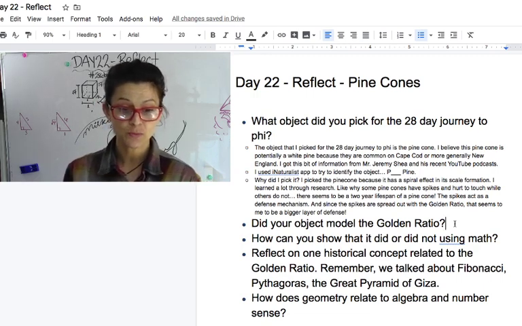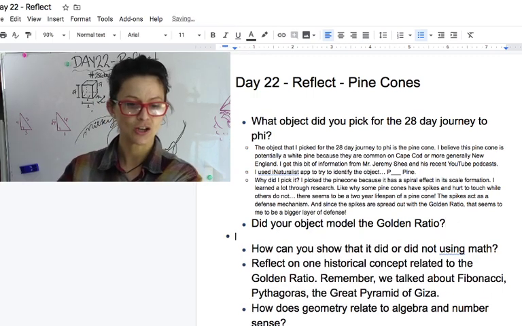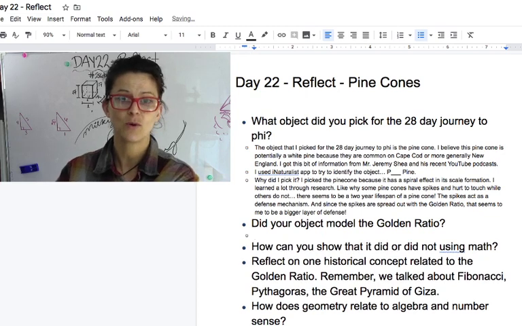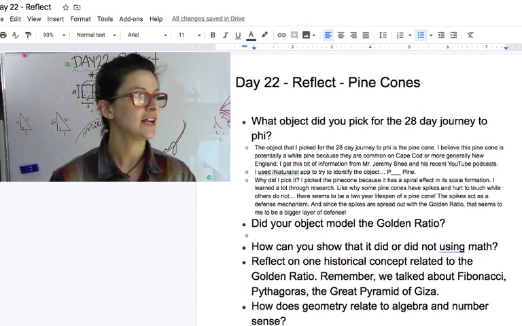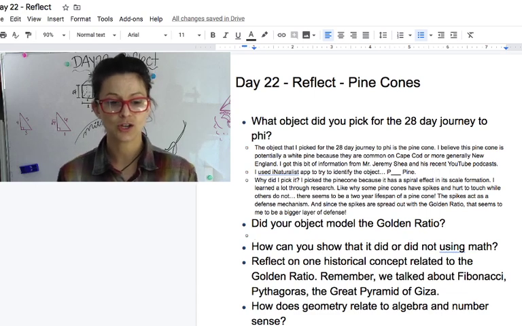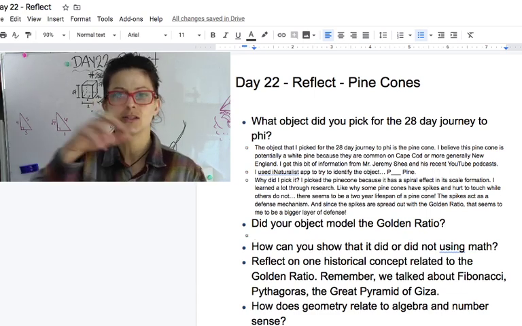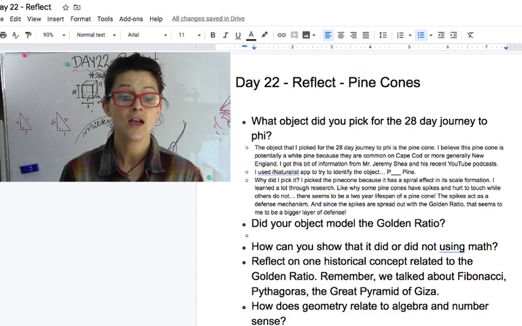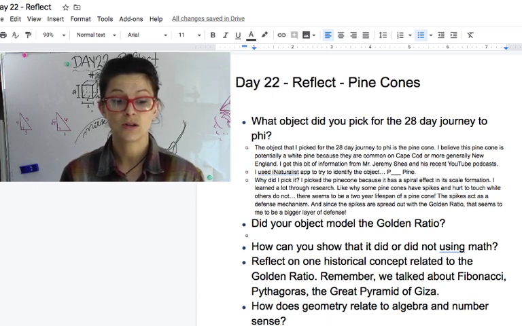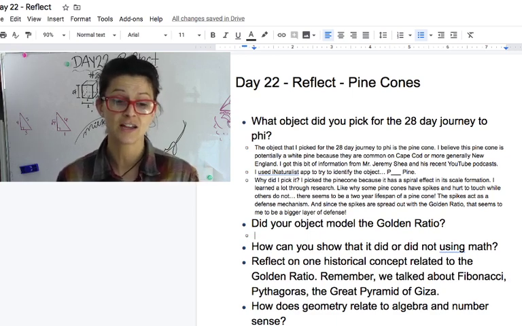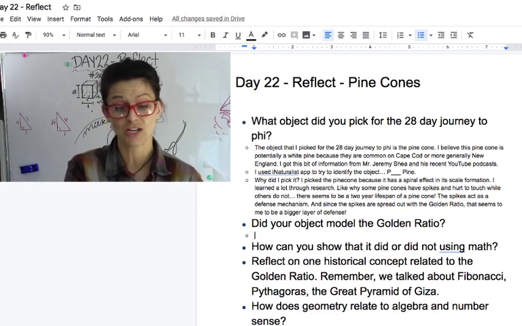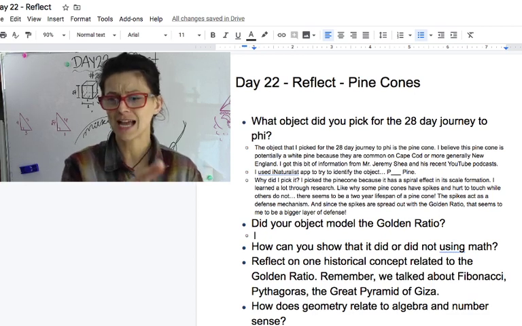So did your object model the golden ratio? Not all of us knew if it was. We picked something like a tree, and not every tree is going to grow in the golden ratio. Not every galaxy spins in the golden ratio like our Milky Way. We need to investigate, measure, understand what our comfortable margin of error is, and then pursue if we think that that is the golden ratio or not.